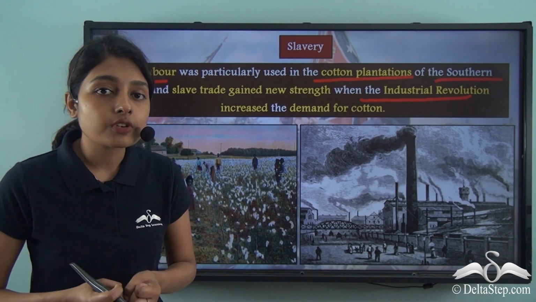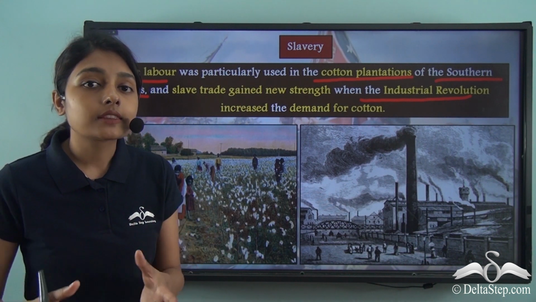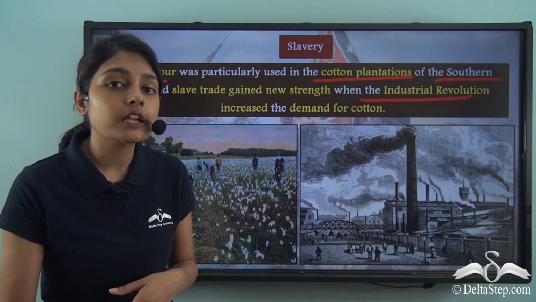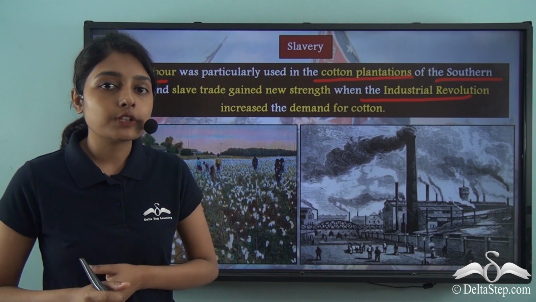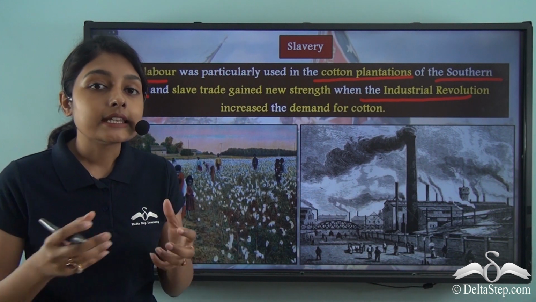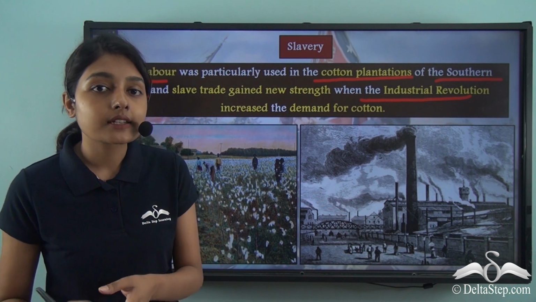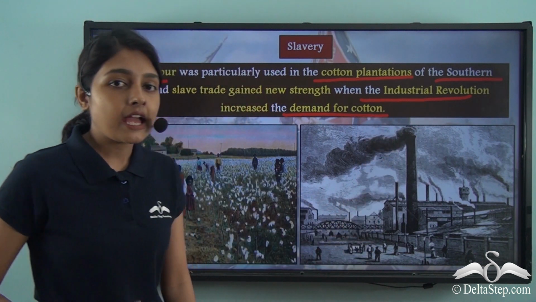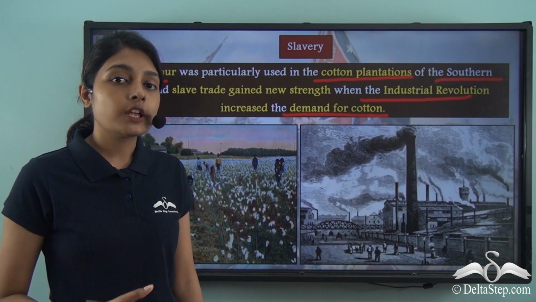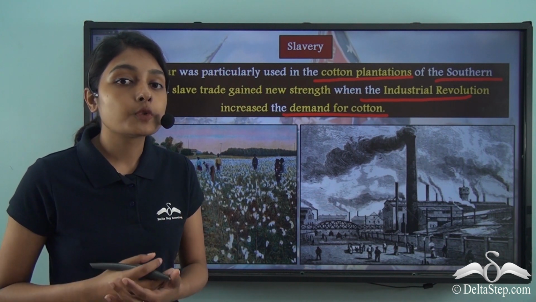Because after the Industrial Revolution, more and more amounts of raw materials were required, and this also intensified the requirement for slaves. Now, you must have understood how the Industrial Revolution, indirectly though, had intensified or strengthened this practice of slavery, this practice of using slave labor, because this Industrial Revolution had increased the demand for cotton. And with the increase in the demand for various raw materials came the need for getting more slaves.